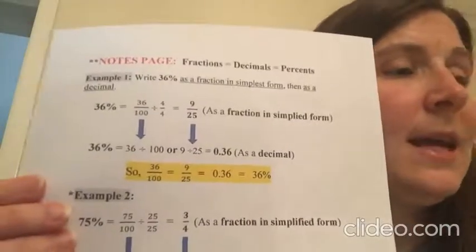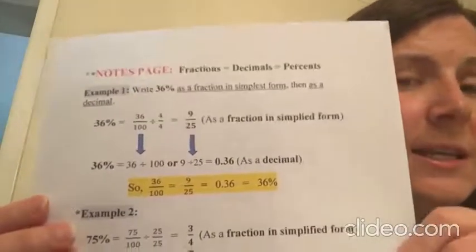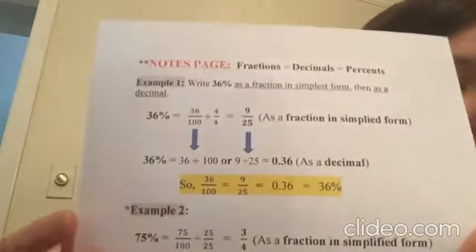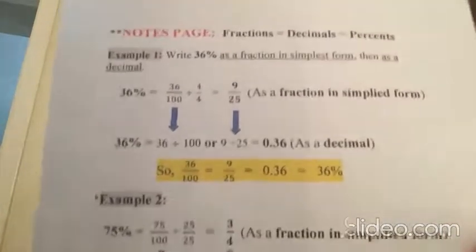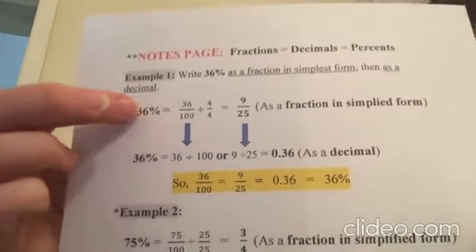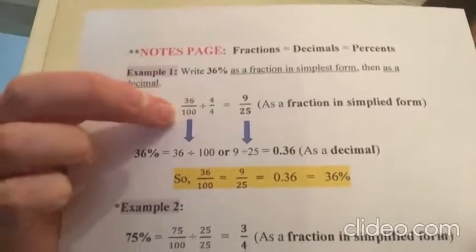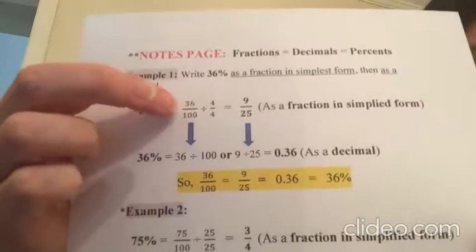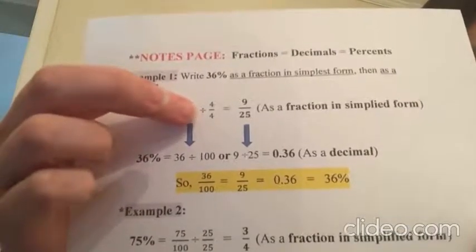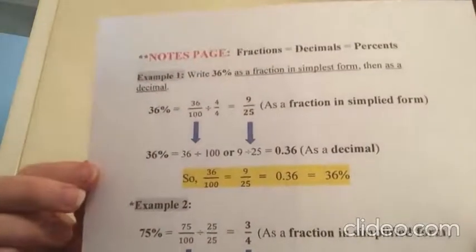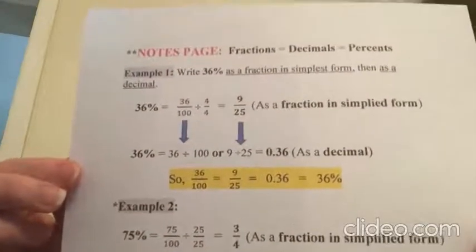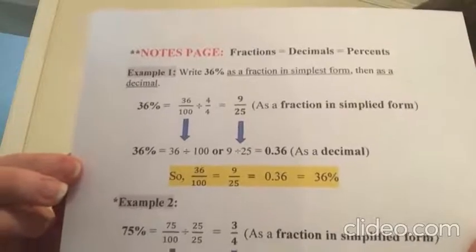So, example 1, write 36% as a fraction in its simplest form, then as a decimal. So 36% is the same as 36 over 100. Both of these numbers can be divided by 4, so we end up with the fraction 9 over 25. That's its fraction in simplified form.